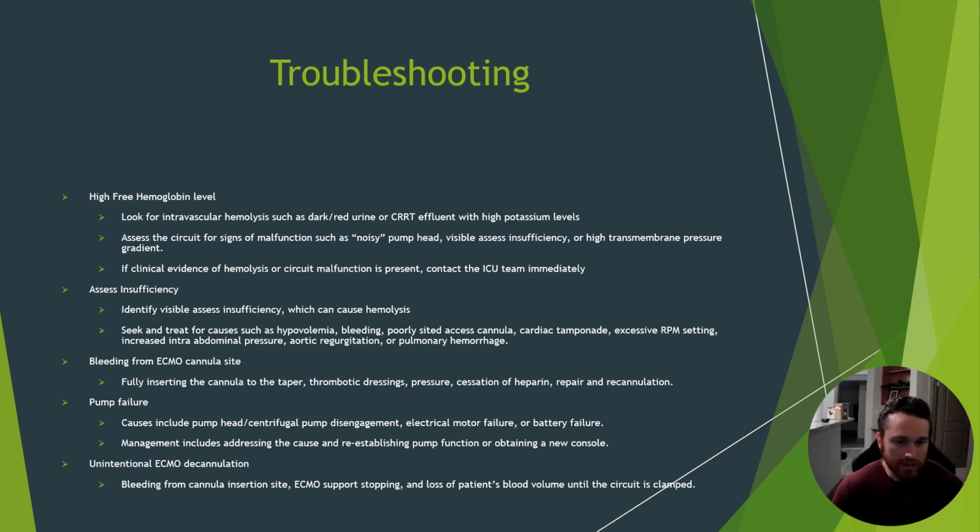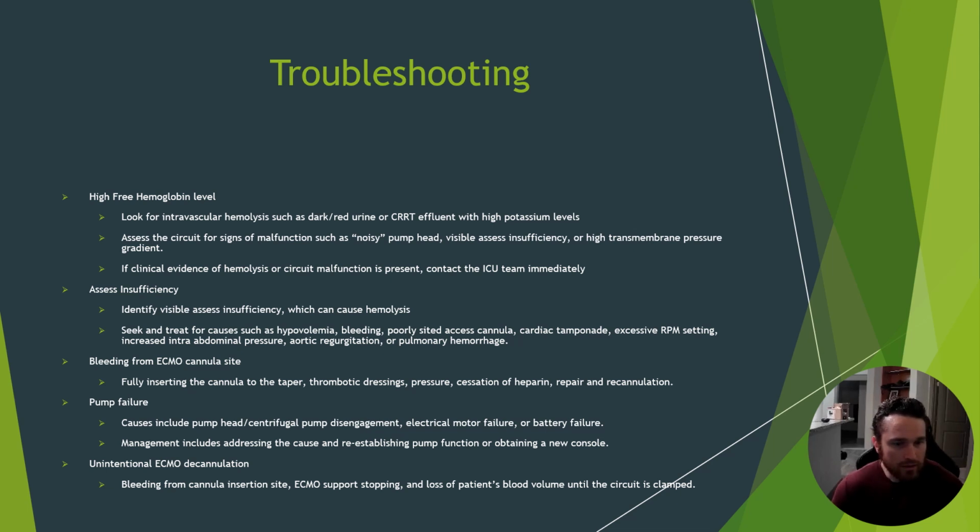If there's insufficient access, identify visible access insufficiency, which can cause hemolysis. Seek and treat causes such as hypovolemia, bleeding, poorly sited access cannula, cardiac tamponade, excessive RPM setting, increased intra-abdominal pressure, aortic regurgitation, or pulmonary hemorrhage.